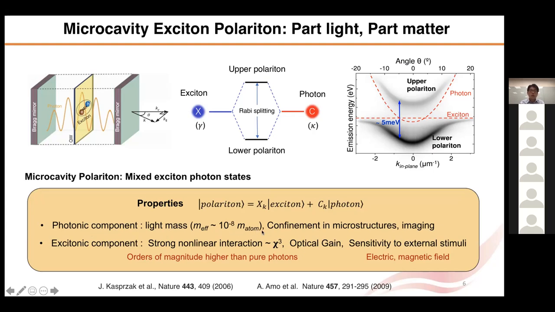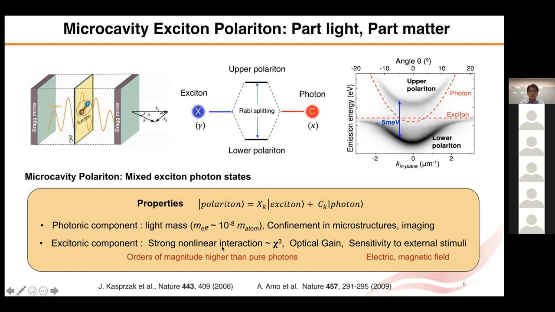And in addition, with photonic components, they can be easily confined in microstructures, which is typically very difficult for pure excitons. While their excitonic components provide them strong nonlinear chi-3 interaction, which is usually orders of magnitude higher than pure photons. In addition, the excitonic component provides optical gain for them to, for example, realize lasing action. Also, it provides them enhanced sensitivity to external stimuli, for example, the sensitivity to electric field or magnetic field.